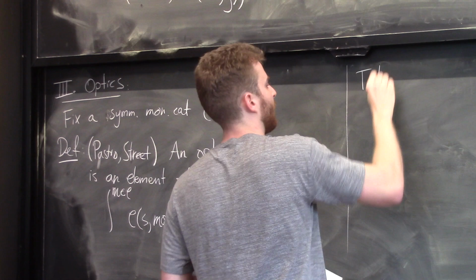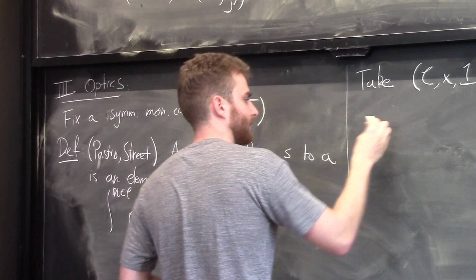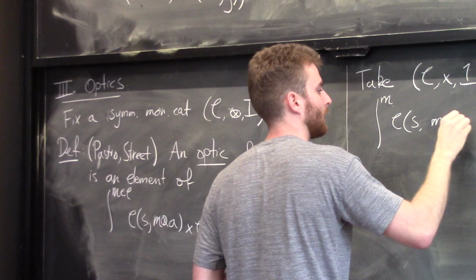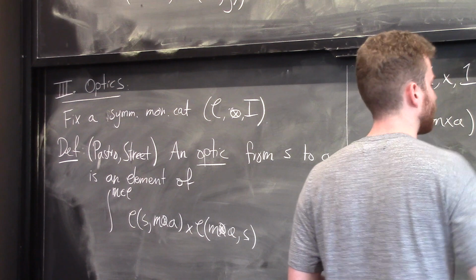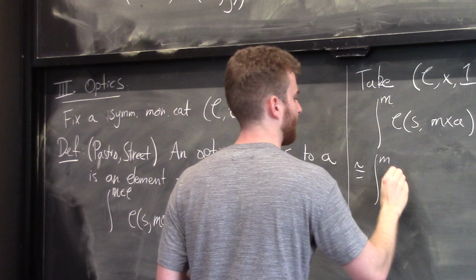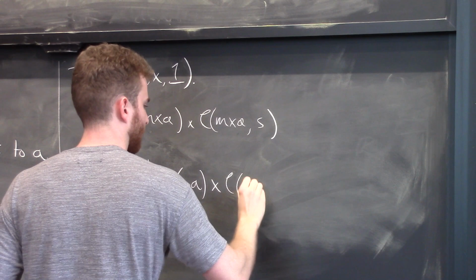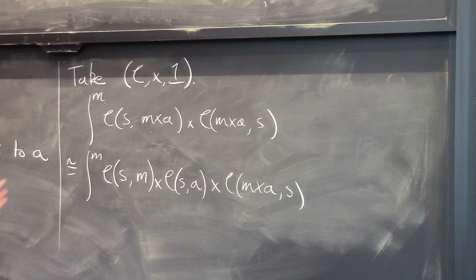So let's look at some category with finite products. We can simplify this. So we've got the coend. What can we do? Well, here we have a map into a product. So by the universal property of the product, we can split this into two pieces. This is the same as a map to M and a map to A. We still have this piece. Okay. Now, this coend here is exactly this shape for us to apply the Yoneda lemma.